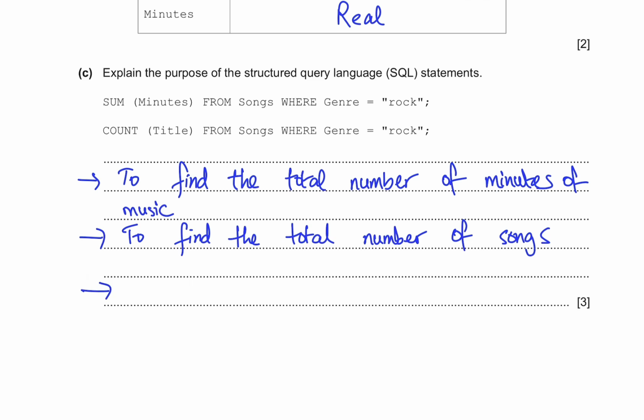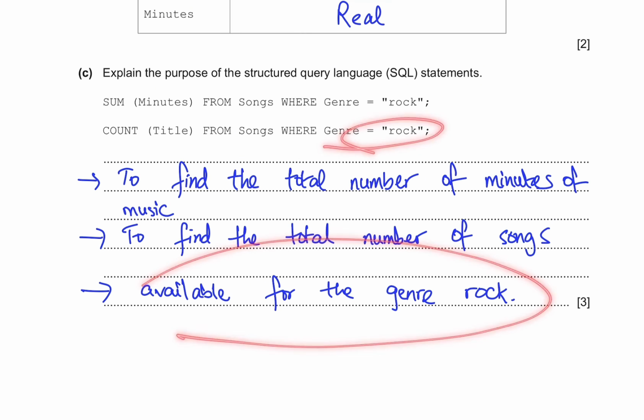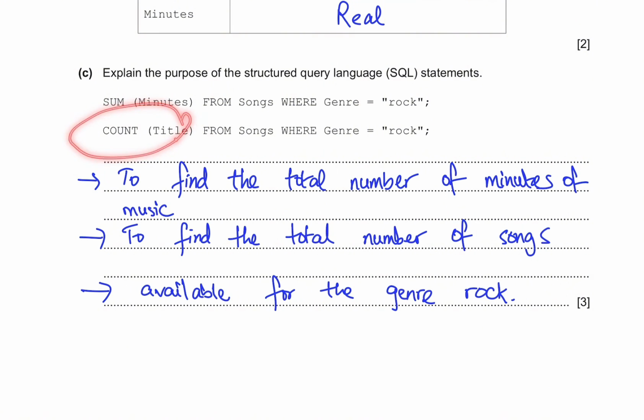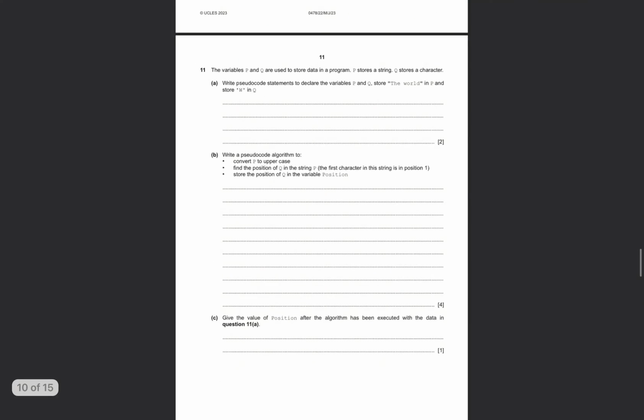All right, and it is available for the genre rock. To find what is available for genre rock, and to count the title, find the number of minutes of the music. Sum means find the number of minutes of music, and count finds the total number of songs. All right. Let's move forward to the next question.